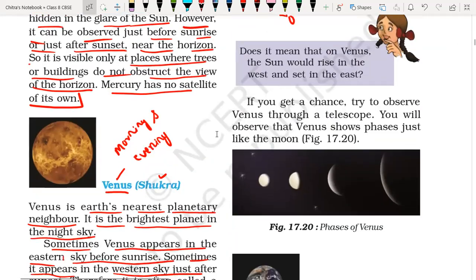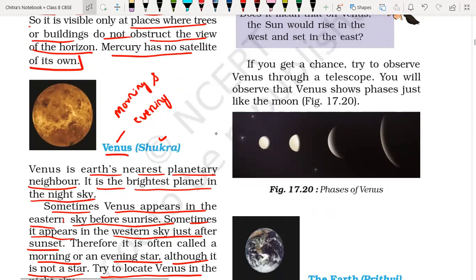If you get a chance, try to observe Venus through a telescope. You will observe that Venus shows phases just like the moon. As you can see here, these are the phases of Venus.